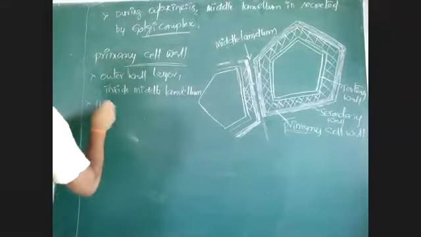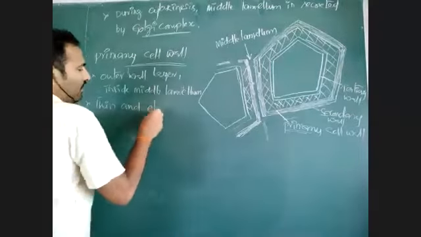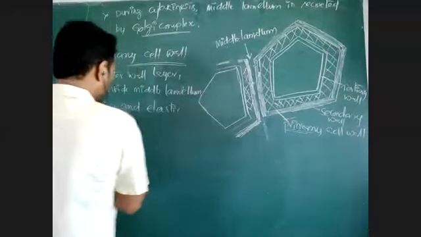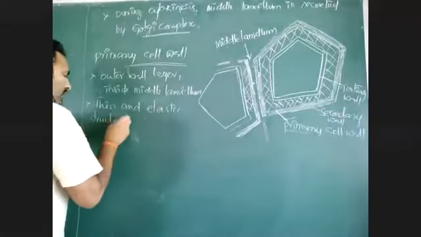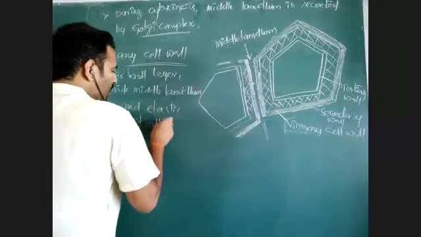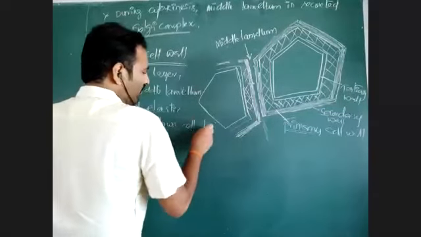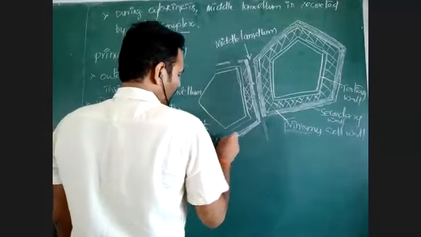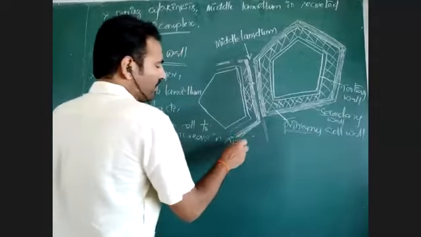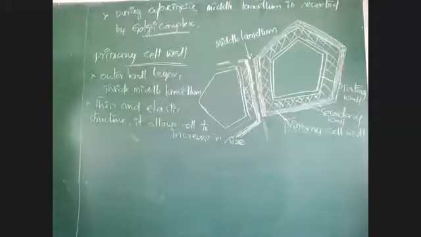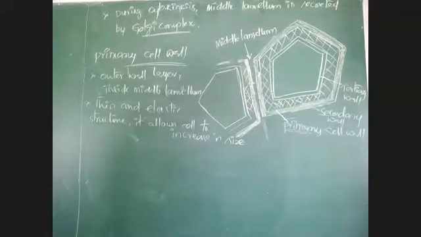It is a thin and elastic structure. And with the help of this thin and elastic structure, it allows cells to increase in size. Cell size can be increased with the help of this primary cell wall. Primary cell wall is responsible for increasing the cell size, cell elongation.